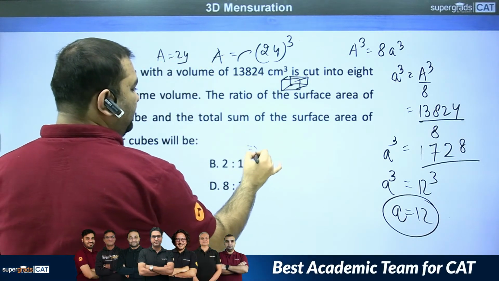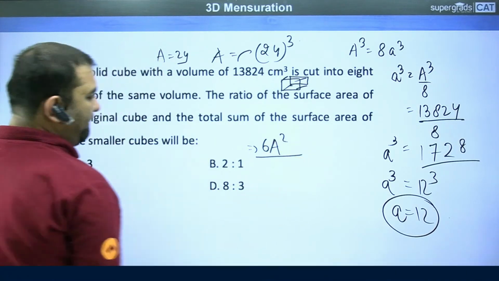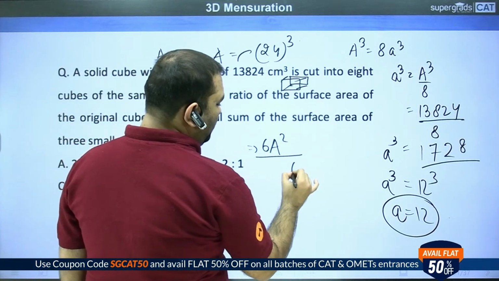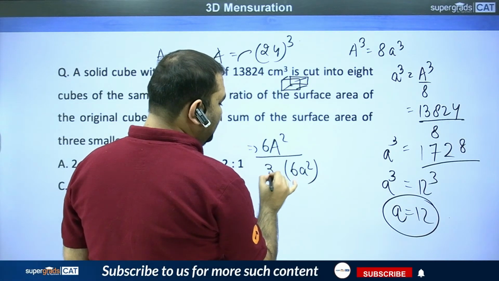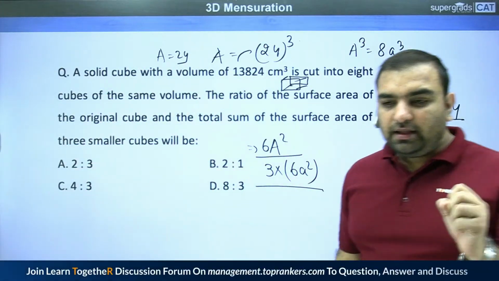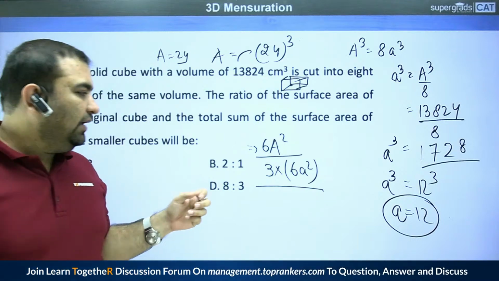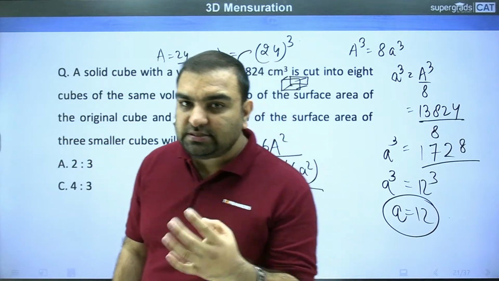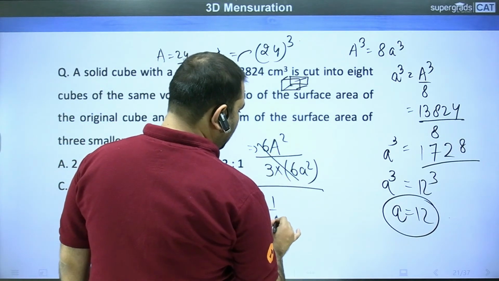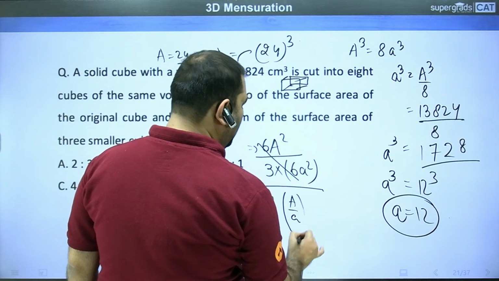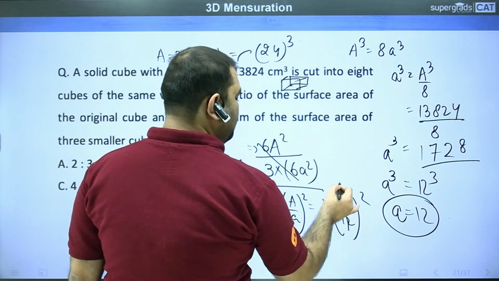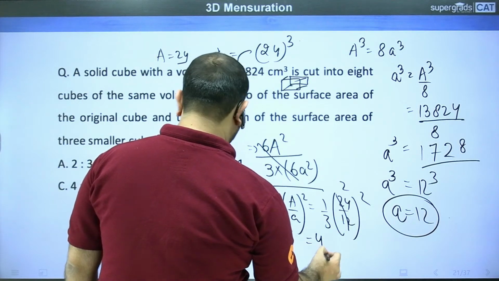What is the surface area for it? 6 capital A square. Sum of surface area of 3 smaller: तो छोटे वालों के होंगे 6 A square, लेकिन ऐसे 3 रखने हैं तो into 3. Got it? बड़े वाले का 6 capital A square और छोटे वाले का, since you want 3 such small cubes, एक का 6A square, 3 का this. Got it. 1 by 3 capital A by small a का whole square. Capital A is 24, small a is 12. So 2 ka square, 4 by 3 is the answer.